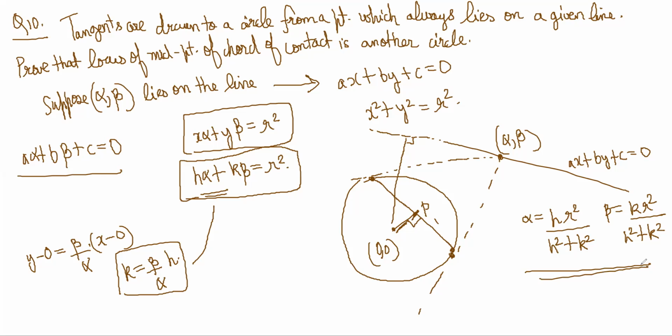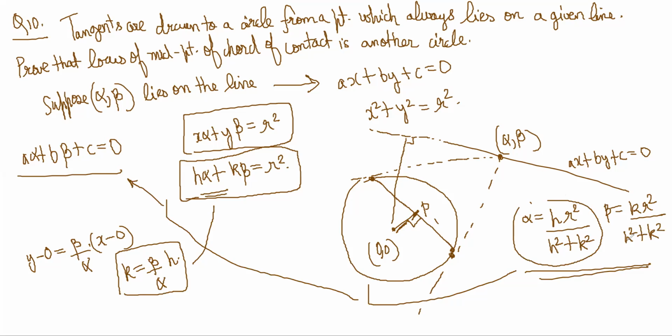You will get this alpha and beta. So I got something like this. Now you can put that in this one: A alpha plus B beta plus C is 0. So you will get, in terms of h, k and h square plus k square, a circle equation. You can substitute this alpha and this beta into this original equation.